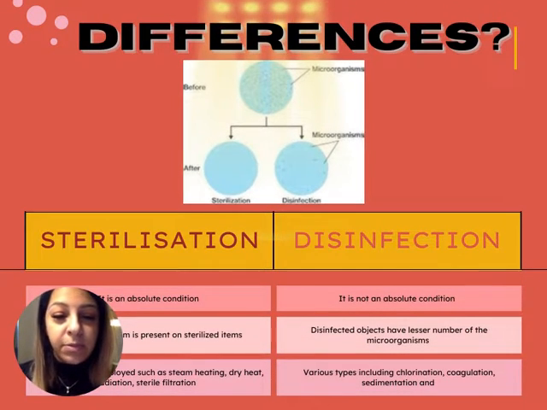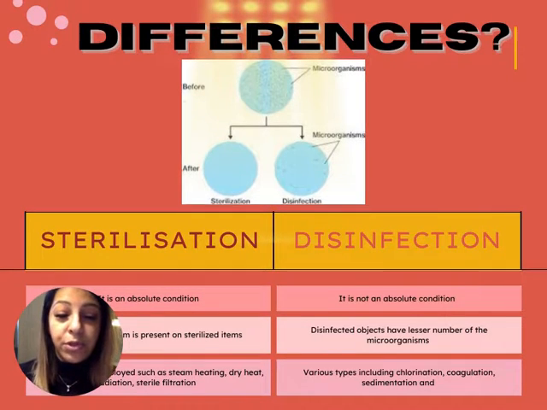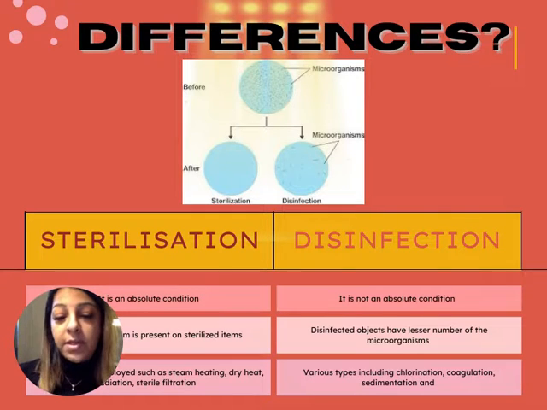What are the differences between sterilization and disinfection? Sterilization is an absolute condition. There is no viable organism present on sterilized items, and various methods are employed such as steam, dry heat, radiation, and sterile filtration. Whereas disinfection is not an absolute condition. Disinfected objects have a lesser number of microorganisms, and methods include chlorination, coagulation, and sedimentation.